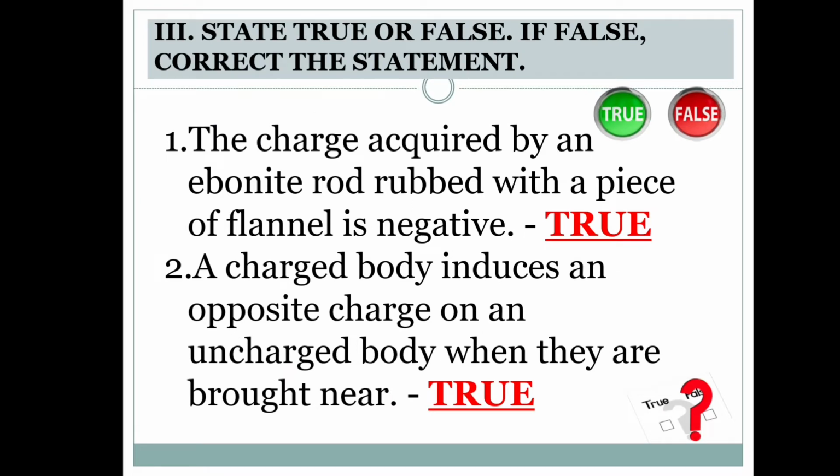State true or false. If false, correct the statement. The charge acquired by an ebonite rod rubbed with a piece of flannel is negative. The answer is true. Second one, a charged body induces an opposite charge on an uncharged body when they are brought near. The answer is true.